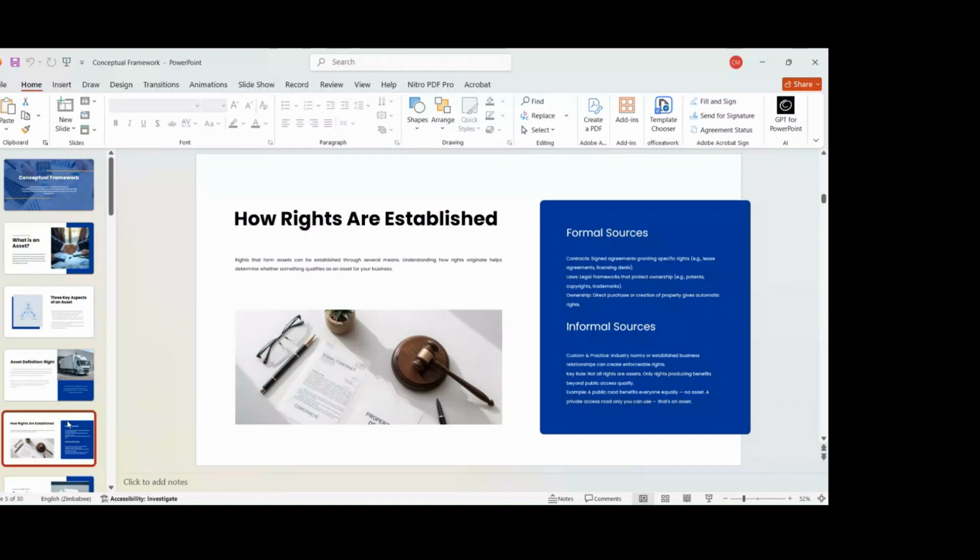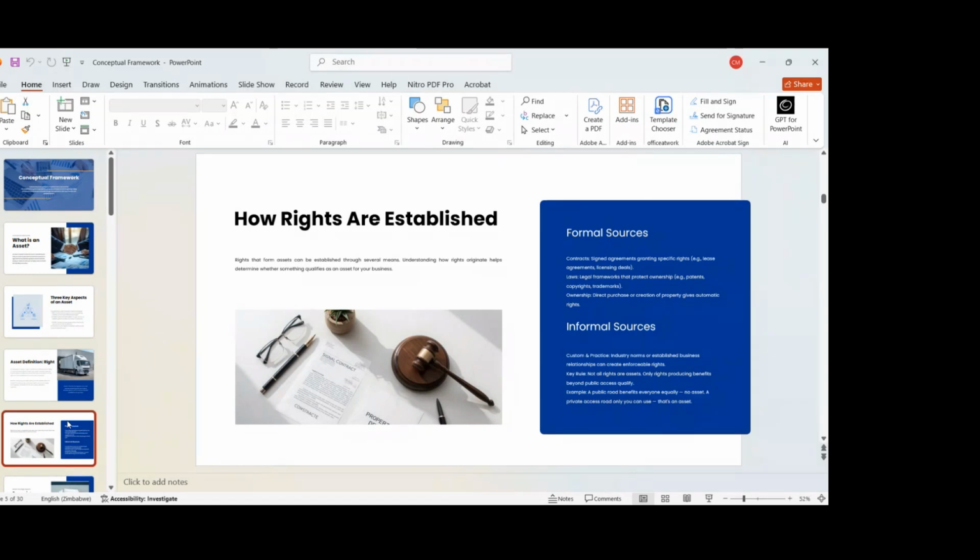Think of ownership, which is direct purchase or creation of a property which gives automatic rights, like the tanker delivery vehicle in the previous example. Then rights can come from what we call informal sources. Informal sources: think about custom and practice, industry norms, or established business relationships, which can also create enforceable rights.